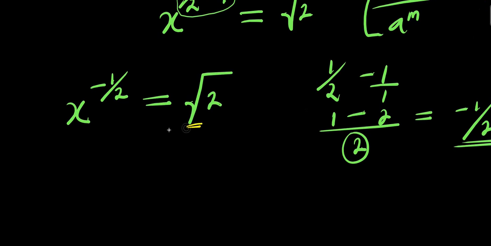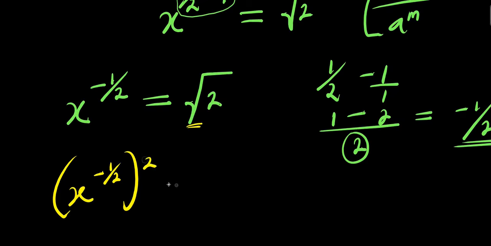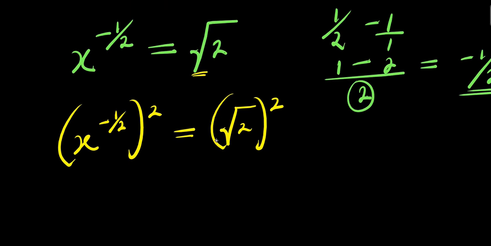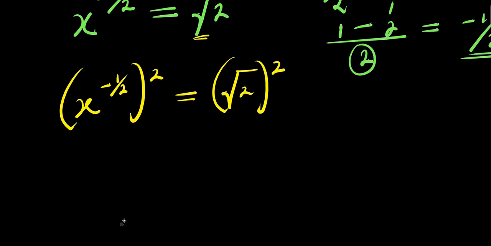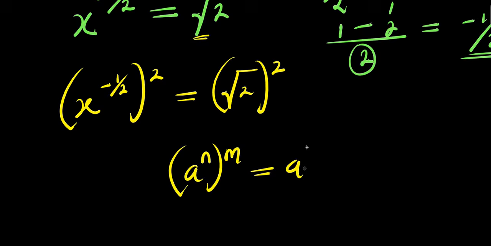This square root here, we need to eliminate it and we can take squares of both sides. We have x power negative 1 over 2, raised to the power of 2, equals square root of 2 raised to the power of 2. Now, if you have a power n raised to the power of n, it equals a power n times n. So let's multiply this exponent.